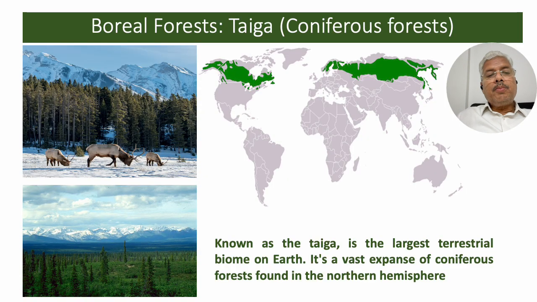Then the last one is the boreal forest or taiga, also called the coniferous forest. These are the largest terrestrial biomes on the earth. It is a vast expanse of coniferous forests found in the northern hemisphere, occurring between 50 and 60 degrees north latitude. Boreal forests can be found in the broad belt of Eurasia and North America, and two-thirds are in Siberia, with the rest in Scandinavia, Alaska, and Canada.